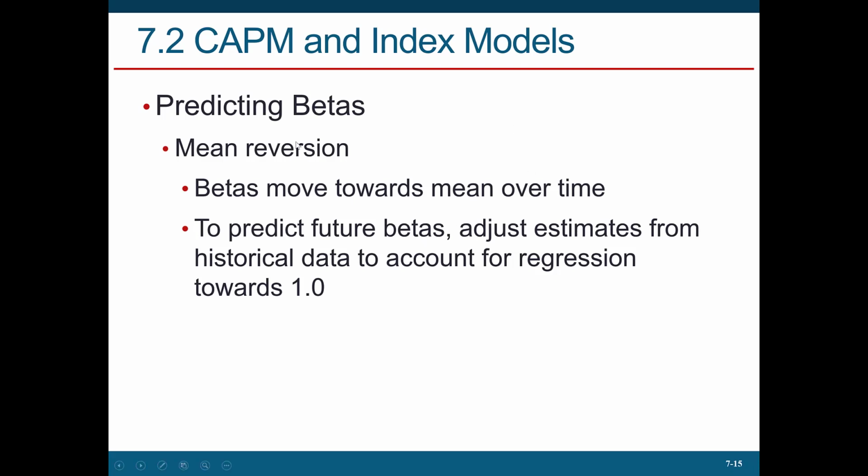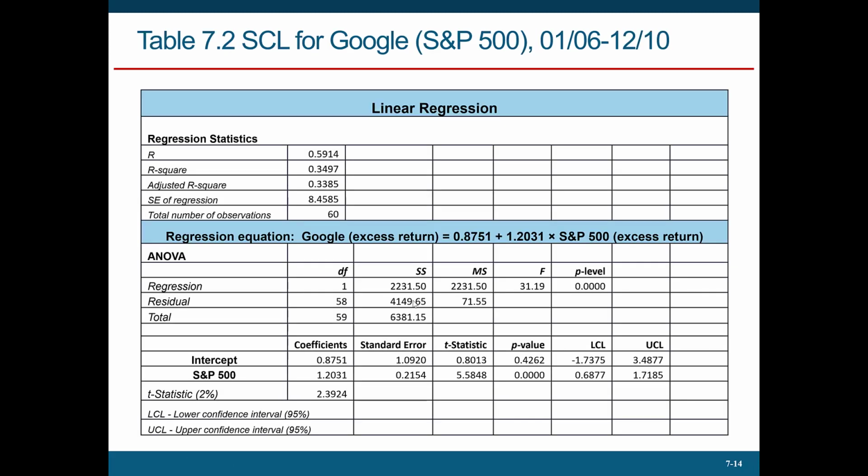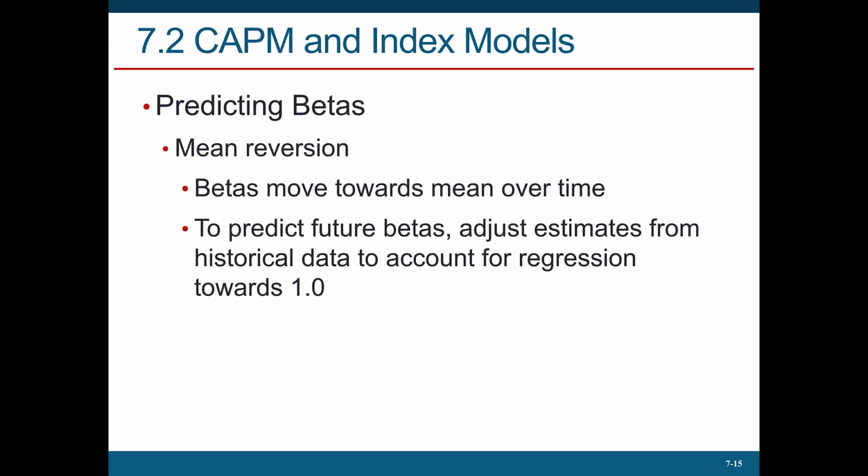Now, one other thing about beta is that beta tends to be mean reverting, meaning that stocks that have high beta today, their beta on average tends to go down. Stocks that have low beta today, their beta tends to go up over time, right? So there has been this observed tendency to revert to one. One is sort of the market beta, so it's sort of like the average. So this is like regression towards the mean.